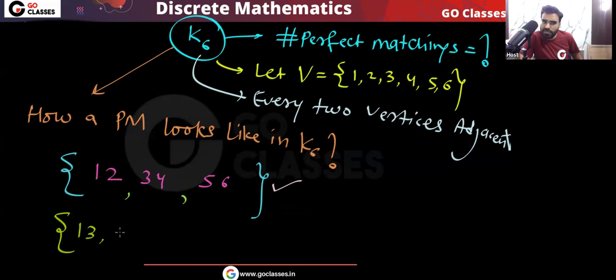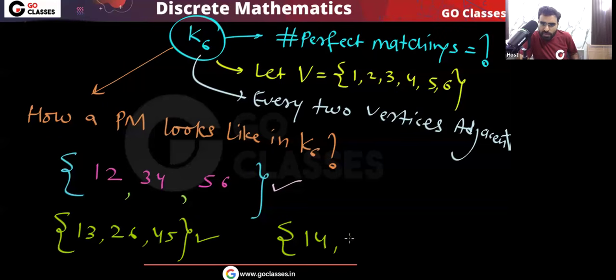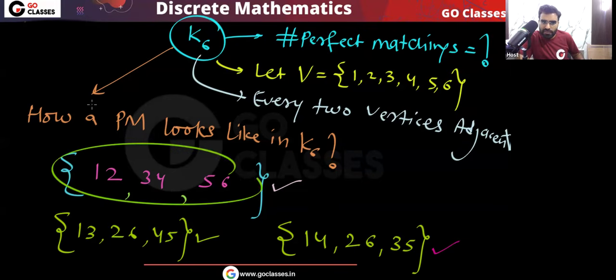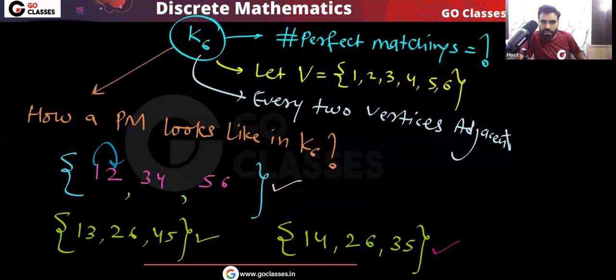For example, I can take 1 3, 2 6, 4 5. This is also fine. Or with 1 you take 4, with 2 you take 6, and with 3 you have to take 5. This is how perfect matchings look like. The point is, there will be exactly 3 edges. There will be a partner of 1, then we will find partners of the remaining vertices also. I hope you understood.